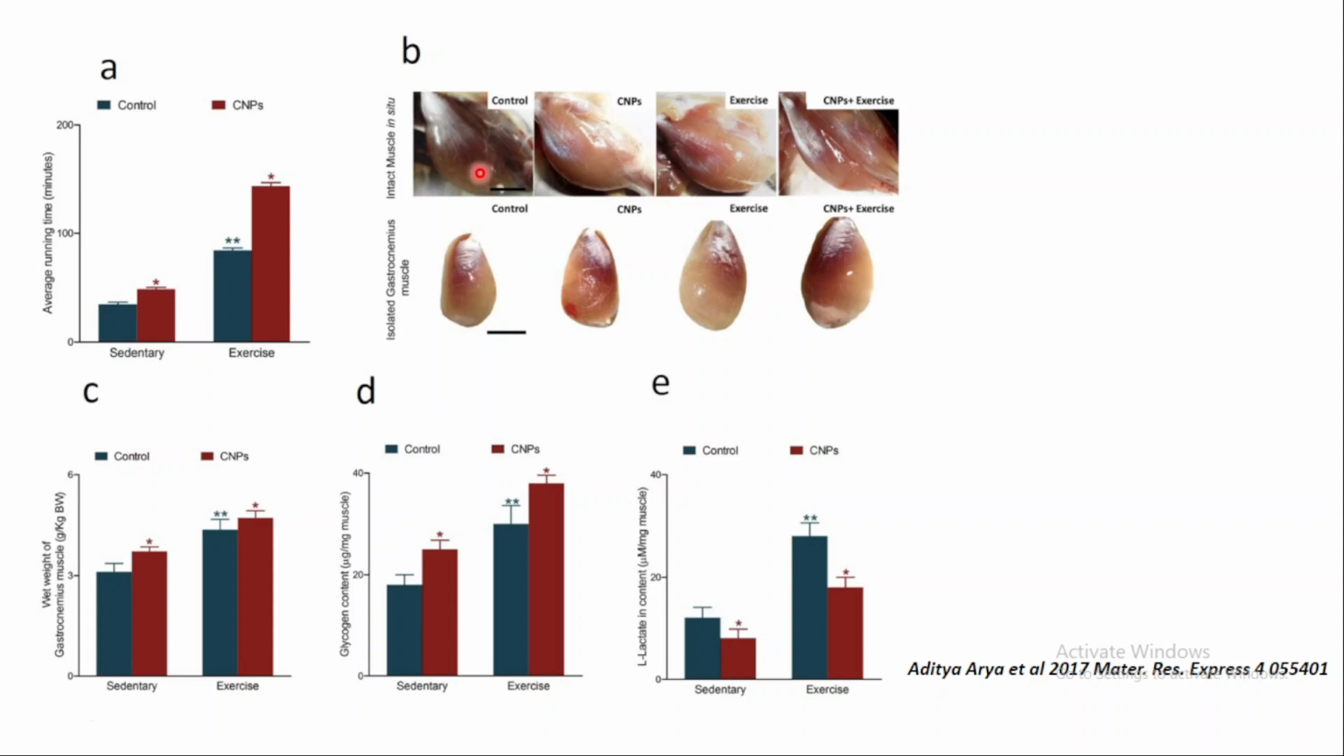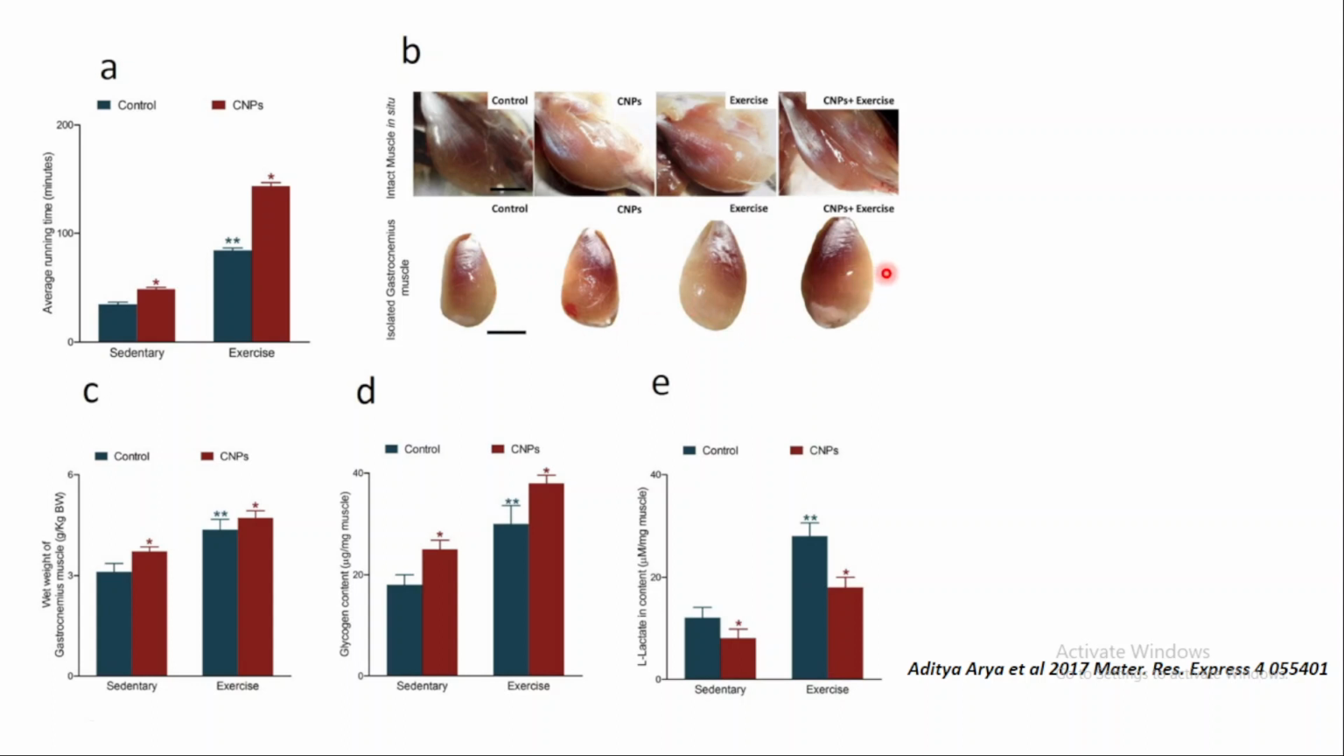So here in panel B, if you see control mice, this is a view of the muscle of the mice. Control, which is untreated with any particles, is the wild type. Here it is treated with cerium nanoparticles. This control mouse is made to exercise, and the CNP mouse is also made to exercise. So the difference between the muscle mass, intact muscle in situ, isolated gastrocnemius muscle. This is showing the muscle mass isolated from the wild type, ceria nanoparticle, exercise, and CNP exercise.